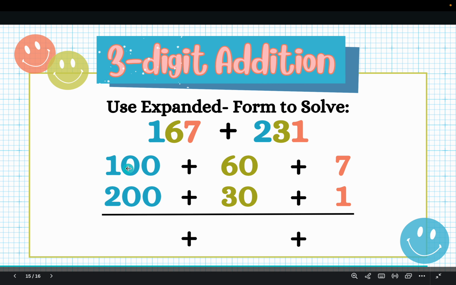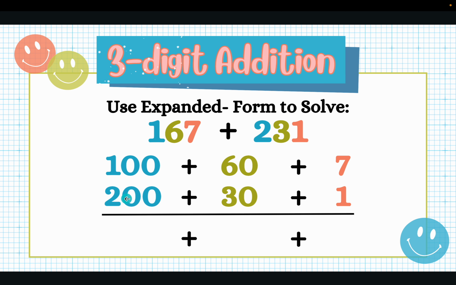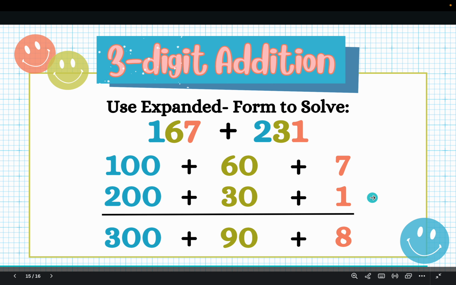So we're going to go 100 plus 200 is 300. And we have 60 plus 30 is 90. And 7 plus 1 is 8. So that is how we're going to do expanded addition. We just put both numbers in expanded form, and then we add them together. It's really simplified.